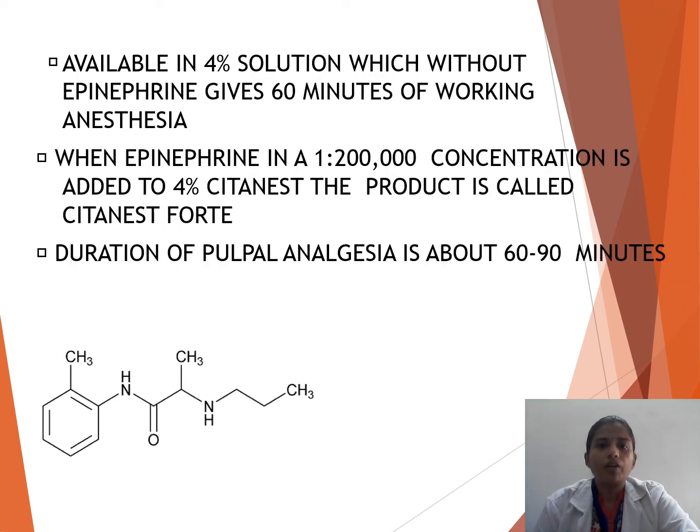It is available in 4% solution, which without epinephrine gives 60 minutes of working anesthesia. When epinephrine in a 1:200,000 concentration is added to 4% Citanest, the product is called Citanest Forte. Duration of pulpal anesthesia is about 60 to 90 minutes.